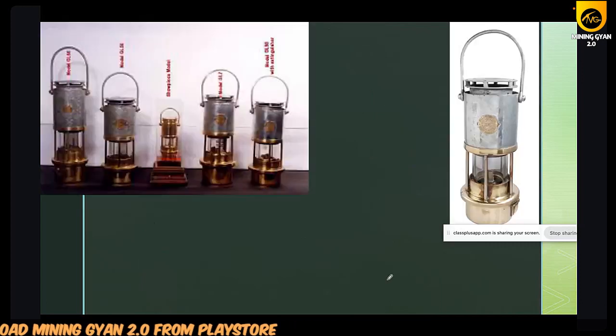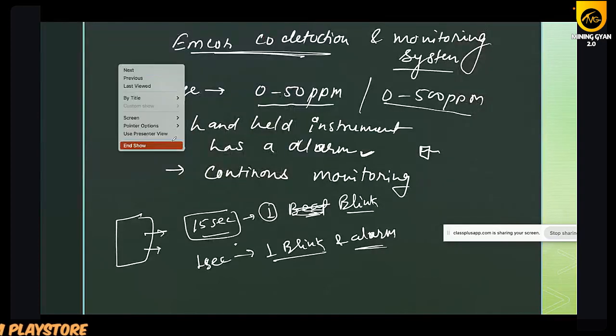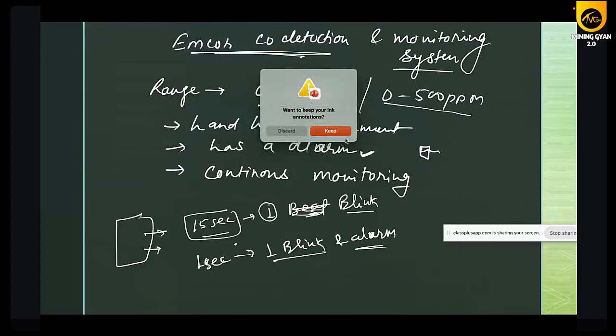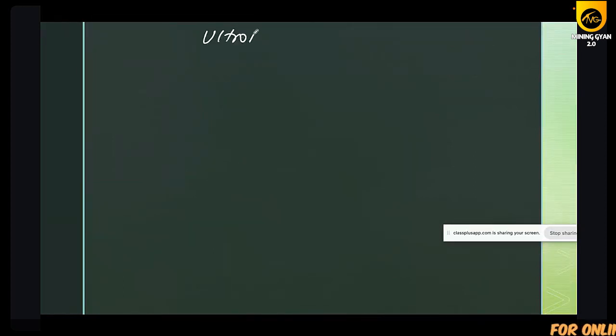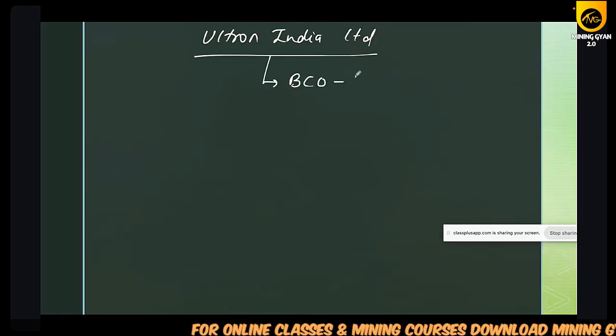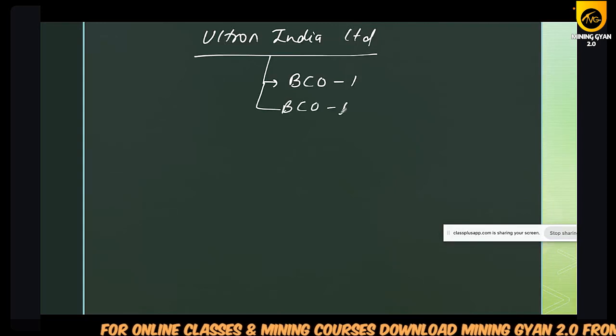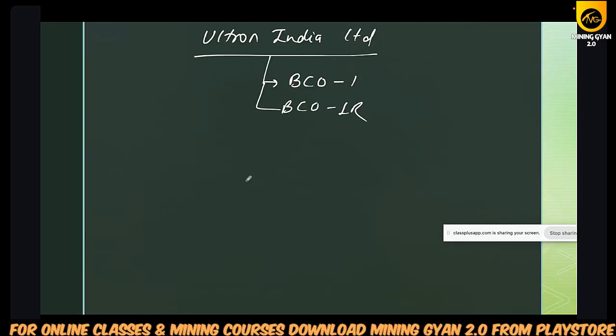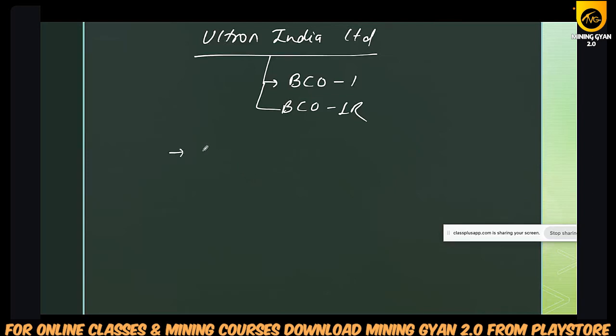And another was the Ultron India Limited. Ultron India Limited, I told you that there are two models, BCO1 and BCO1R. In this model, there is used an electrochemical sensor.